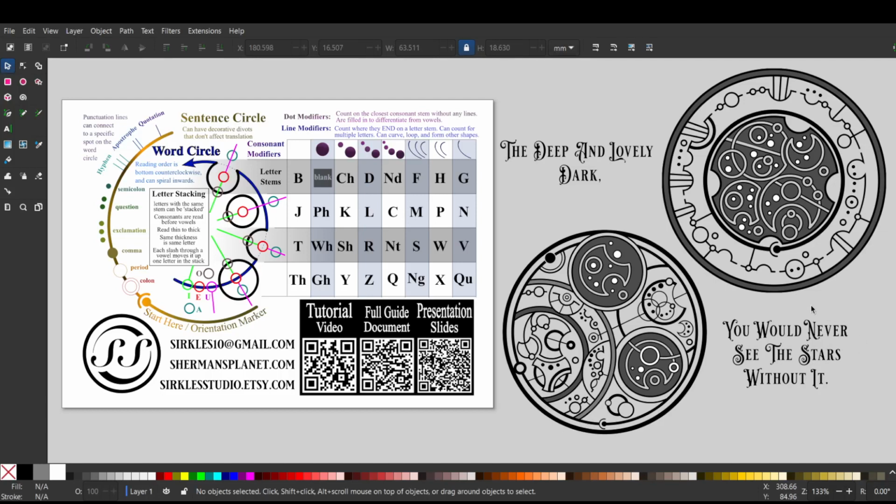Hello and welcome to the transcription explanation of these two designs. They actually both say the same exact thing, they're just done in different styles.